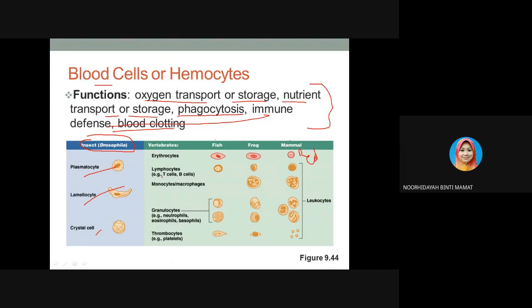They also have lymphocytes, monocytes or macrophages, and also granulocytes and thrombocytes. All of these, apart from the red blood cells, are called leukocytes, or white blood cells.